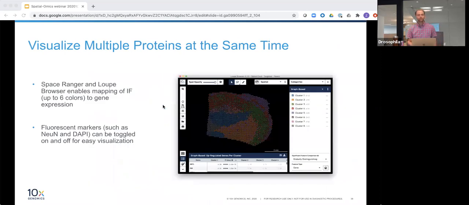We also released a new version of Space Ranger and Loupe that allows this to happen, and you can actually layer up to 6 different colors in the same gene expression workflow. And so you can look at potentially different stains. This could be DAPI, or, like I said, up to 6 different colored fluorophores attached to antibodies, and layer all this data on top of each other.